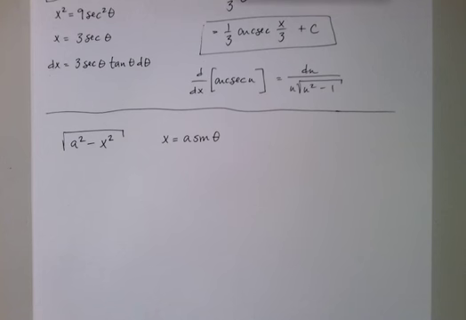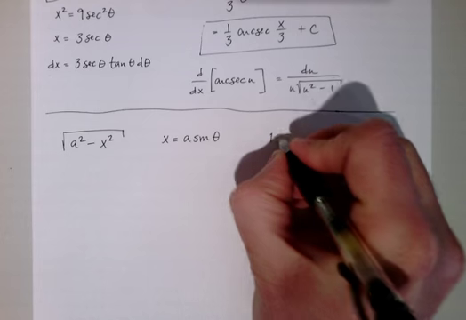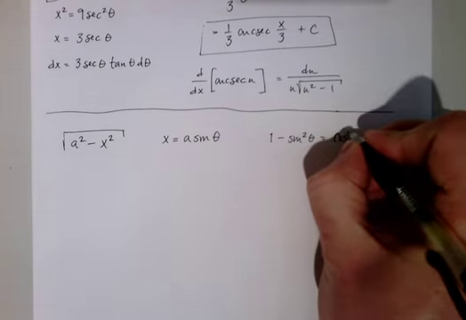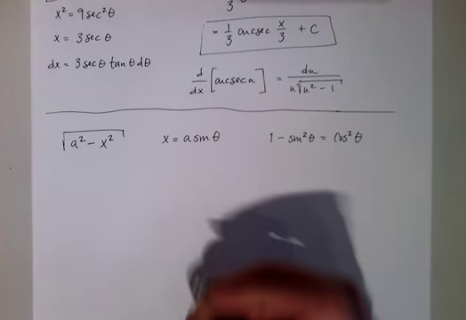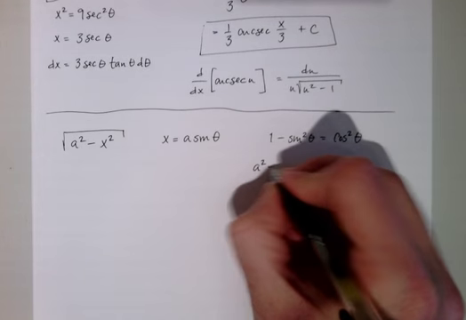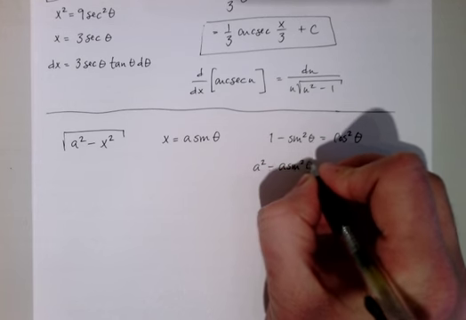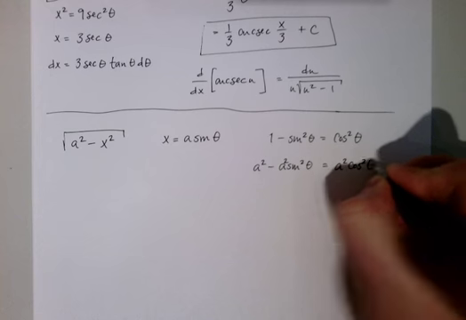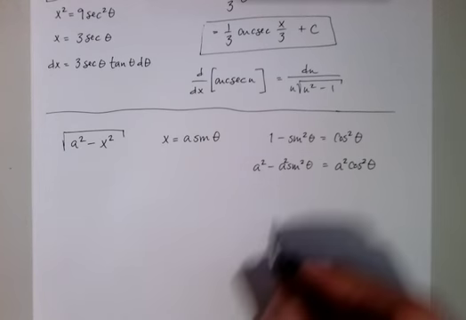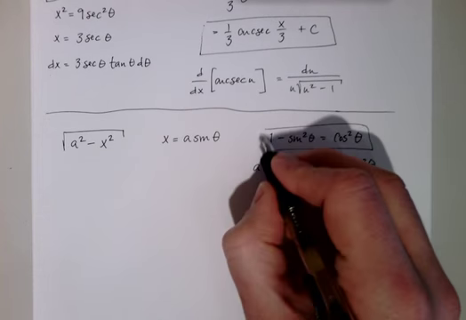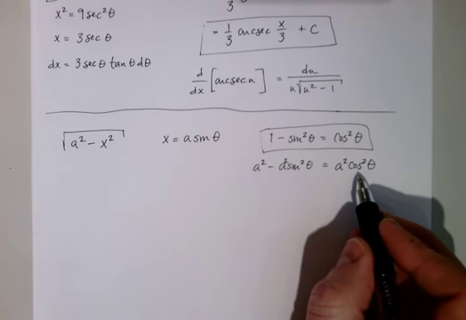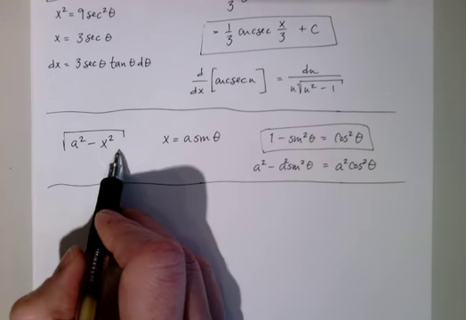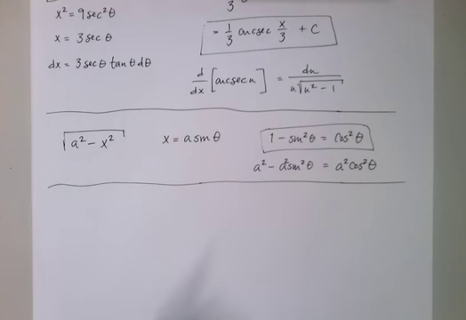sine theta, okay? Because you're going to be using the 1 minus sine squared theta is equal to cosine squared theta identity. Or more specifically, you're going to be using a squared minus a squared sine squared theta is equal to a squared cosine squared theta, which is of course the same thing, right? This is if it's 1 minus x squared. This is if it's a squared minus x squared. But it's the same idea, okay? So if it's a squared minus x squared, very simply plug in a sine theta.